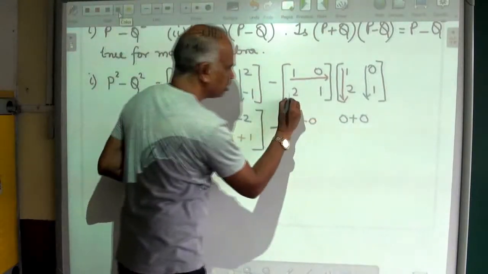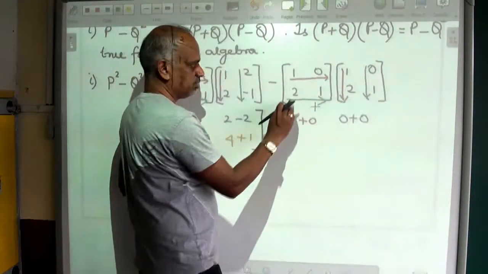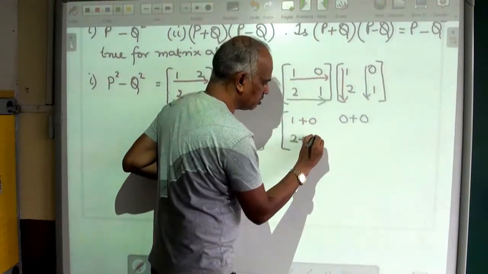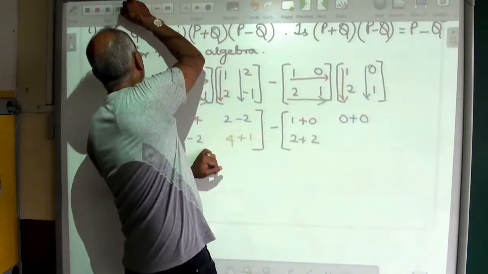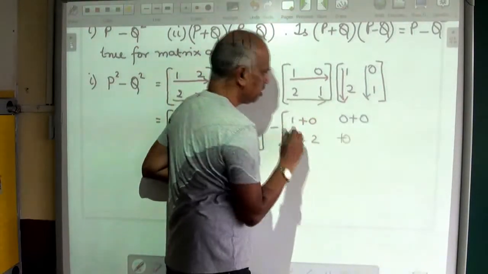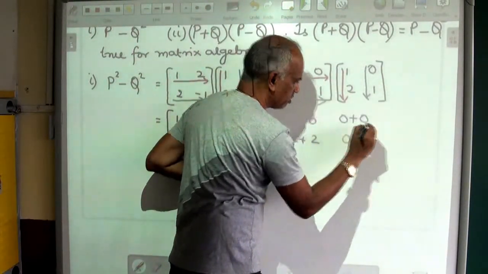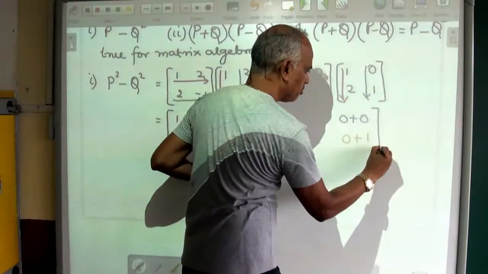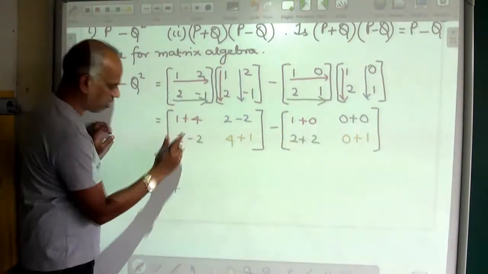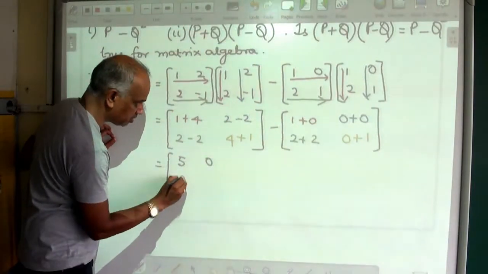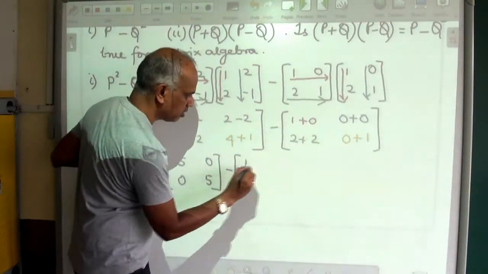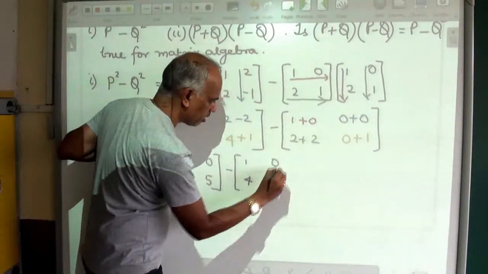Next, let's use the second row with the first column. 2 into 1 and 1 into 2. 2 into 1 is 2, plus 1 into 2 is also 2. Next, you will use the second row with the second column, that is 2 into 0, that's 0, plus 1 into 1, that's 1. So that's complete. Close the bracket and simplify this. This is 5, 0, 0, 5, minus 1, 0, 4, 1.